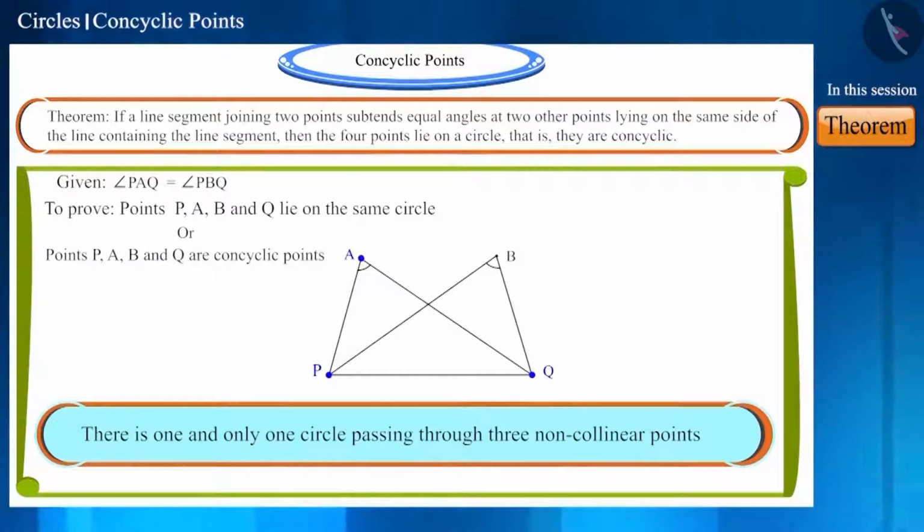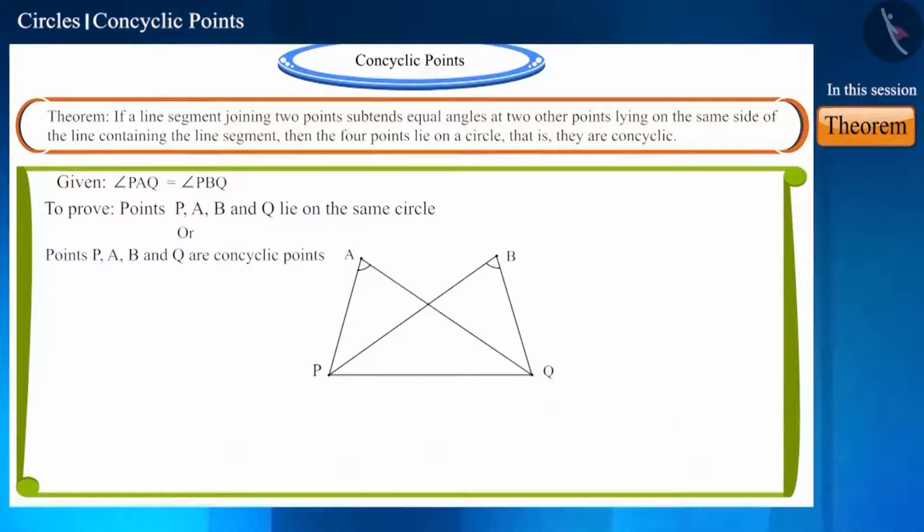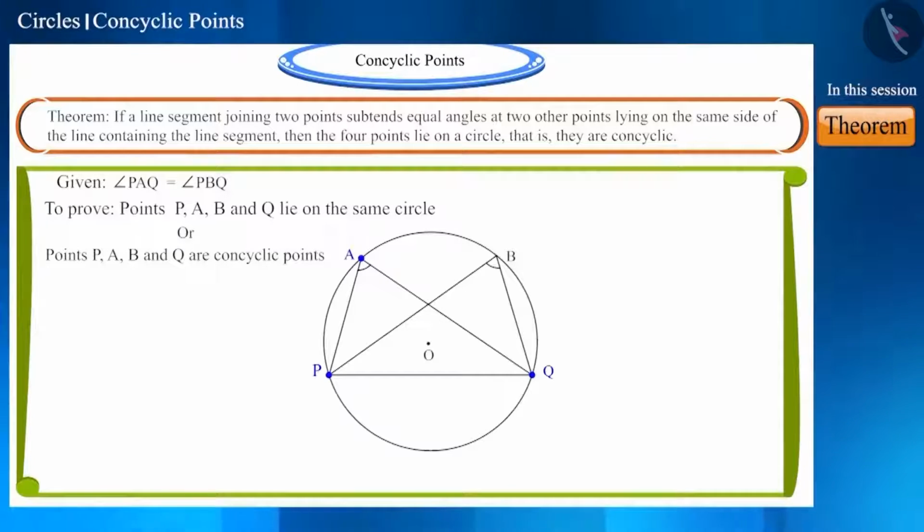We know that there is one and only one circle passing through 3 non-collinear points. Let's draw a circle passing through these 3 non-collinear points P, A and Q. You can see that this point B is also situated on that circle. But without proving, we cannot confirm its correctness.